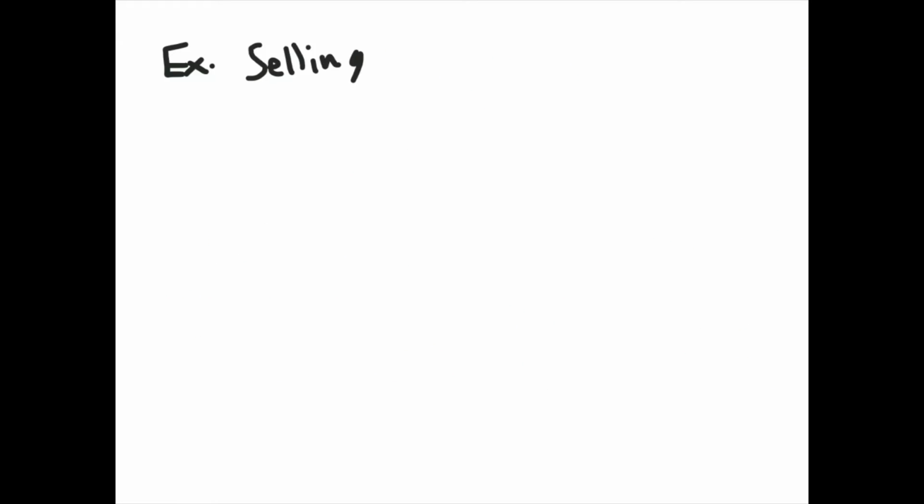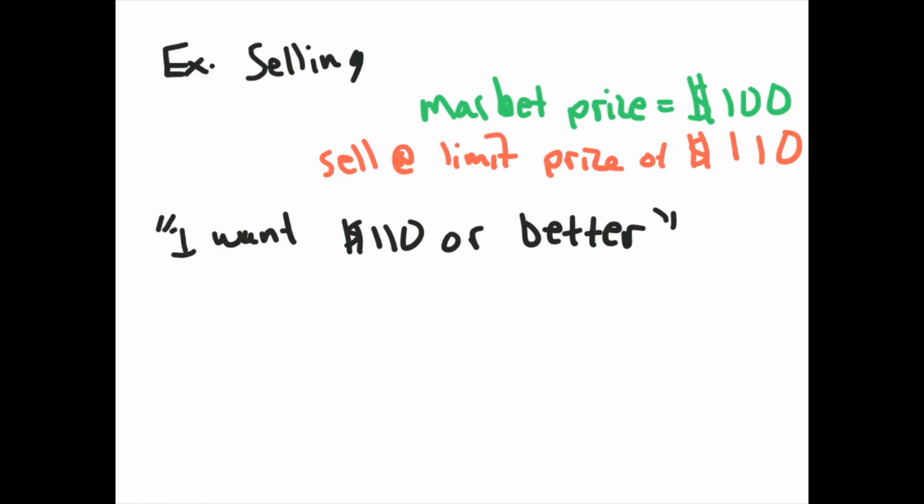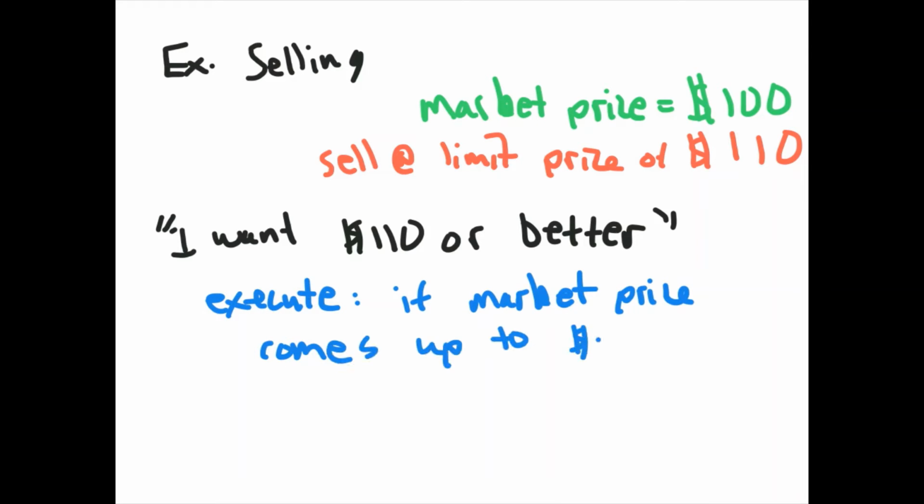Now, another example, except for selling this time, if the market price is $100 again, and then let's say we're doing a sell at a limit price of $110. We're saying to the market, I want $110 or better, $110 or more for my shares. So that means this will not execute until the market price hits $110 or higher. It needs to come up in value.